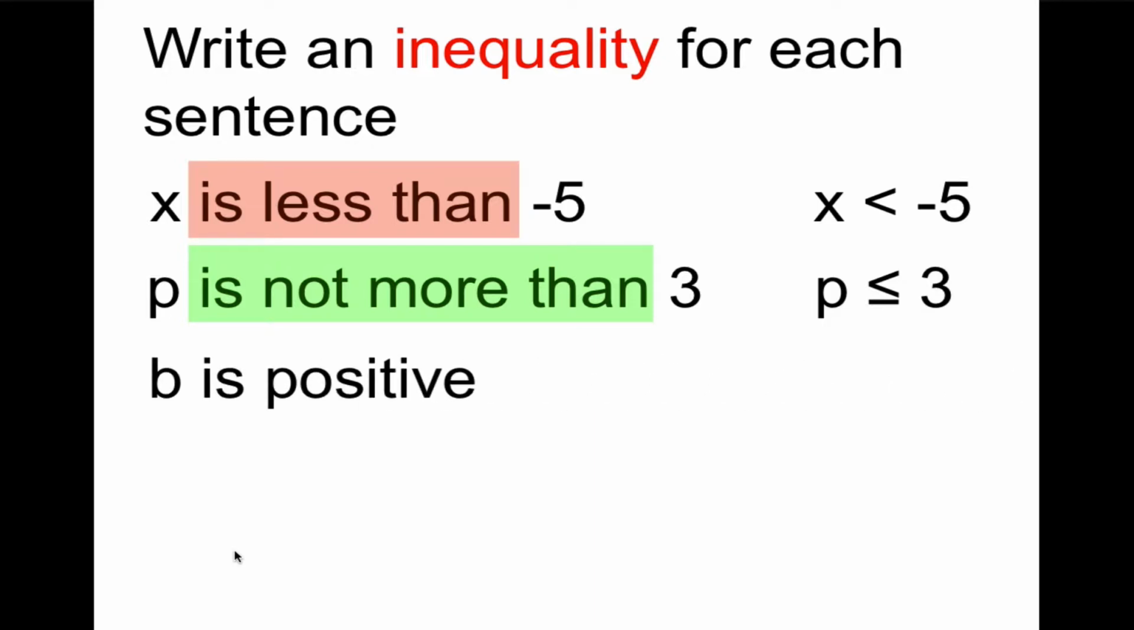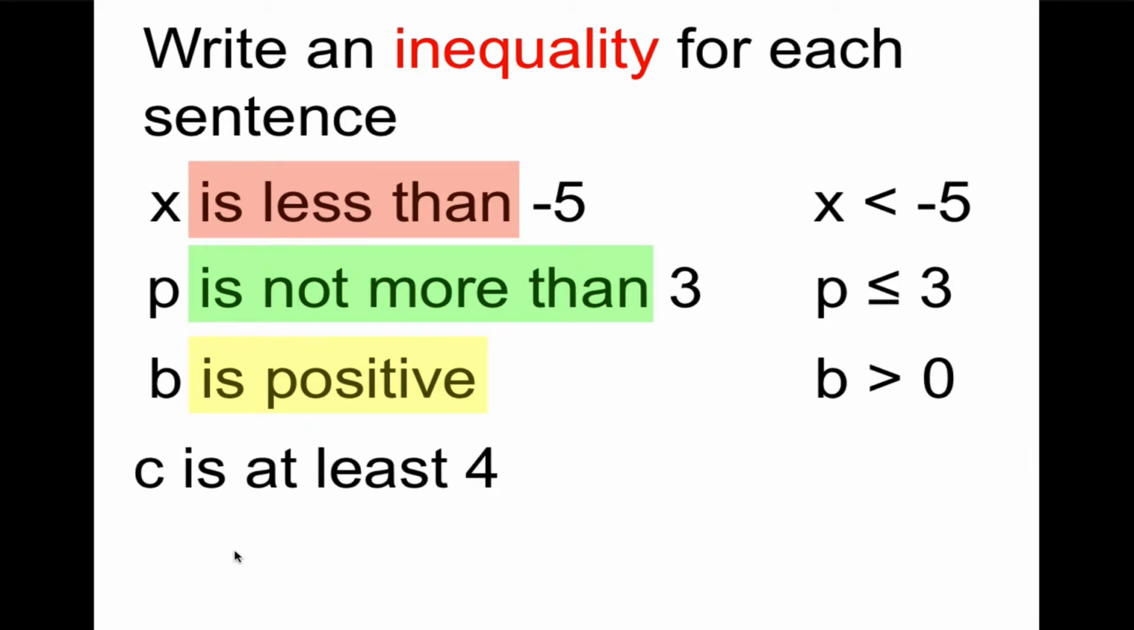Next question. B is positive. So we're highlighting that it's positive. So what are we comparing to B in order for it to be positive? The answer is it's greater than 0. C is at least 4. So can it be equal to 4? Is somebody who's at least 4 years old, could they be 4 years old? Yes. Or they could be more. So it's equal or greater.